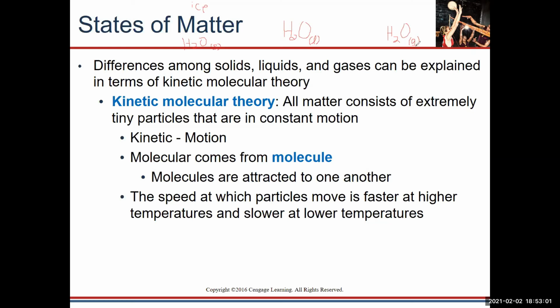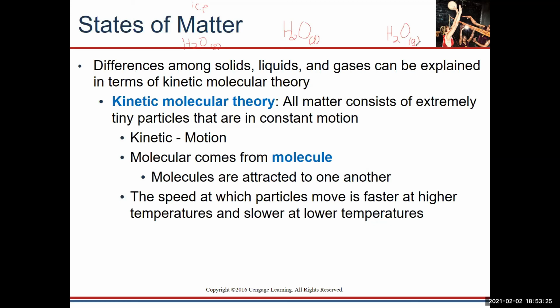So when we talk about molecules, molecules are kind of like you, right? So in the case of the solid, things are moving. Molecules are always moving unless we get to absolute zero, which I'll talk to you guys about in a few lectures. But molecules are constantly moving. When it's a solid, they're moving just a little bit.